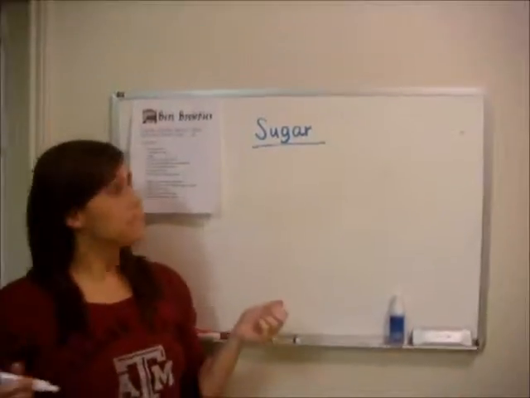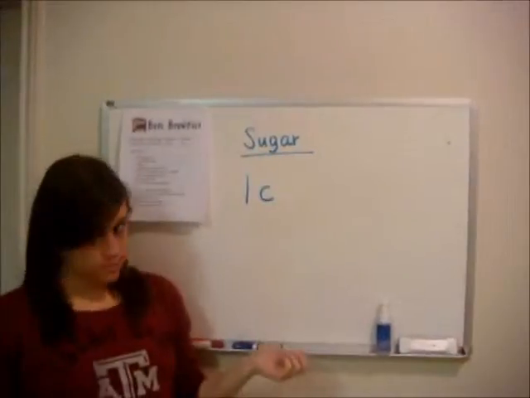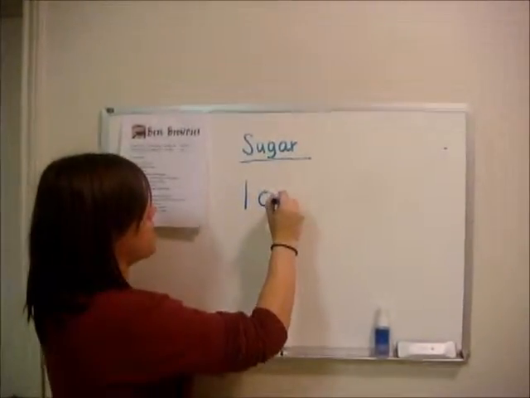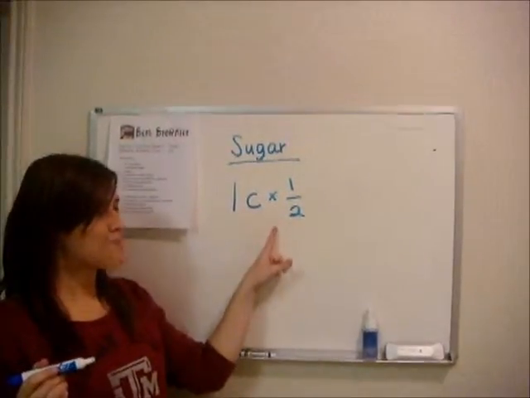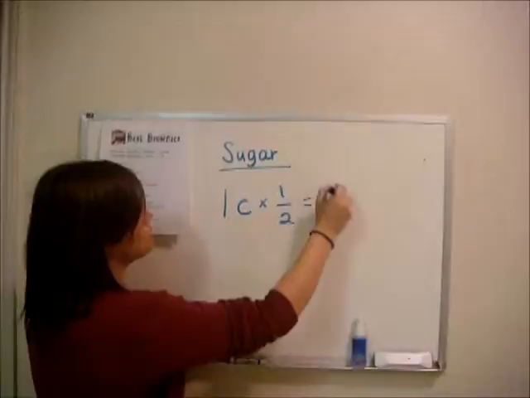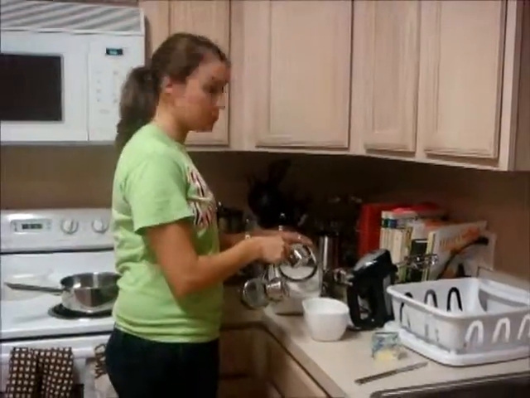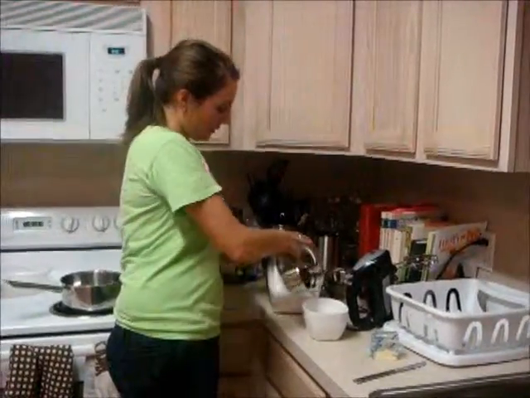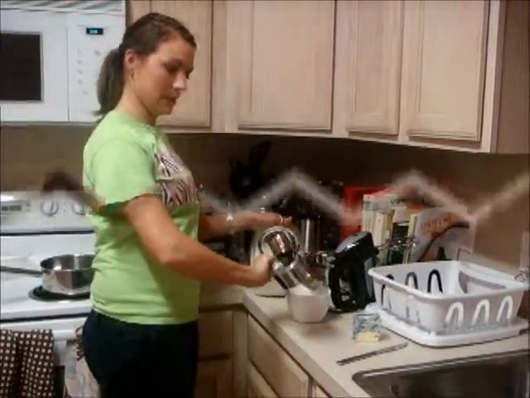Okay, so in the original recipe, we needed 1 cup of white sugar, but in the new recipe, we only need half of that. So if we multiply it times 1/2, we know that anytime we multiply anything times 1, it's itself. So 1/2 times 1, we'll need 1/2 cup of sugar in the new recipe. This is the 1/2 cup measuring cup. Since we need 1/2 cup of sugar, I'll measure it out and add it to our ingredients bowl.